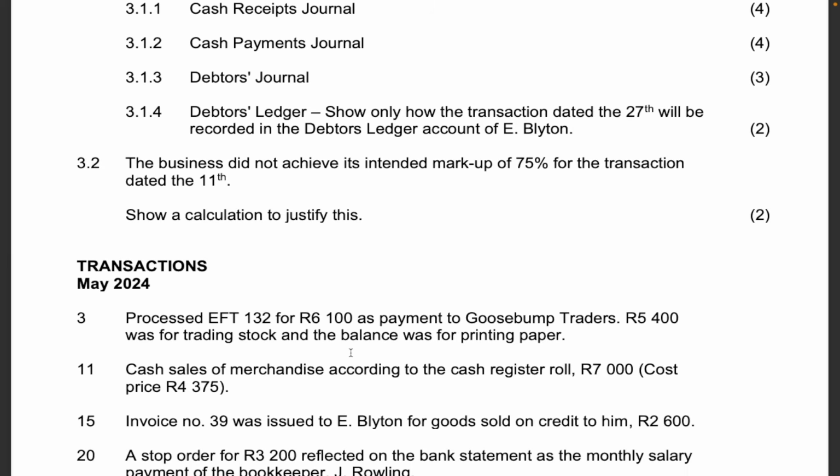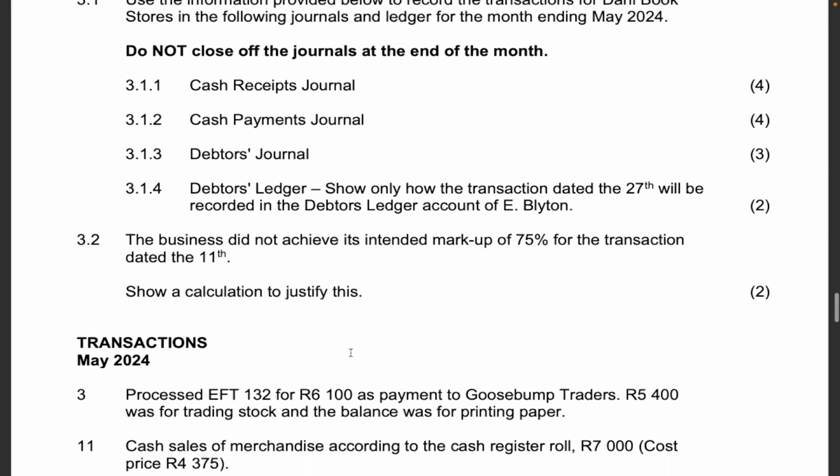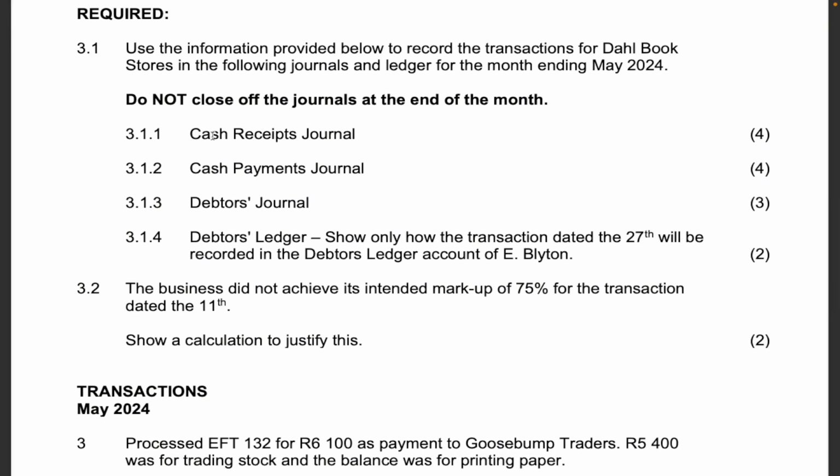Processed EFT 132 for 6,100 Rand as payment to Goosebump Traders. 5,400 was for trading stock, and the balance was for printing paper. Now maybe let's begin here. Let's look at these journals and just give a sentence explanation of what goes into each journal. Well, let's look at 3.1.1, the cash receipts journal.